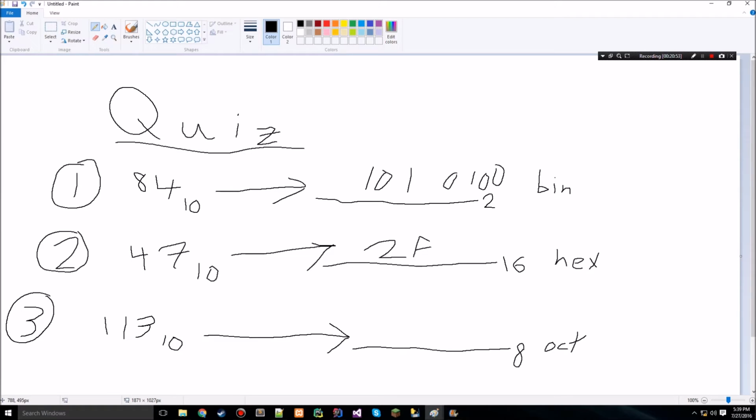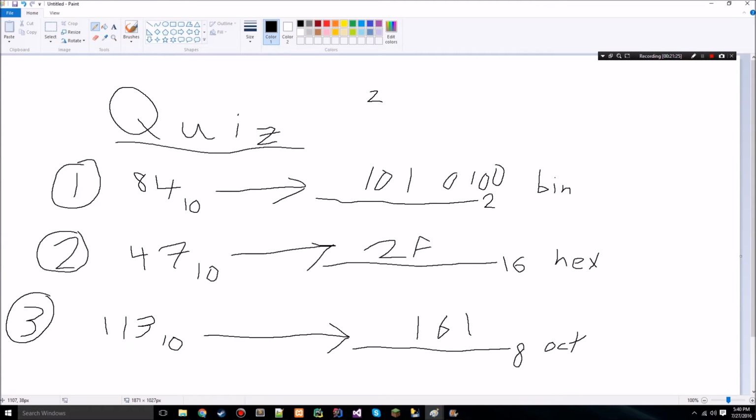Number 3, the answer is 161. So I'm going to do my preferred method, the remainder division. For the first one, we're going to list out powers of 2. So 2 to the 5th is 32, 2 to the 6th is 64, and 2 to the 7th is 128. That's too big, so the highest power we need is 2 to the 6th, 64.